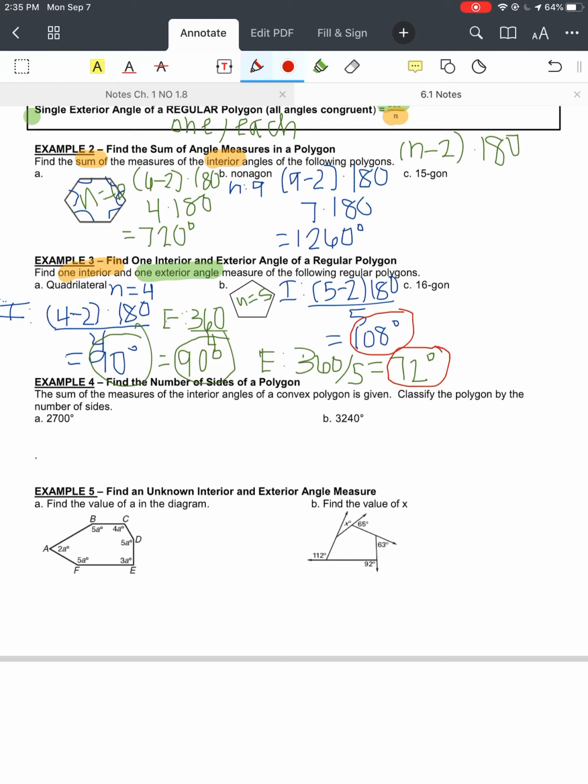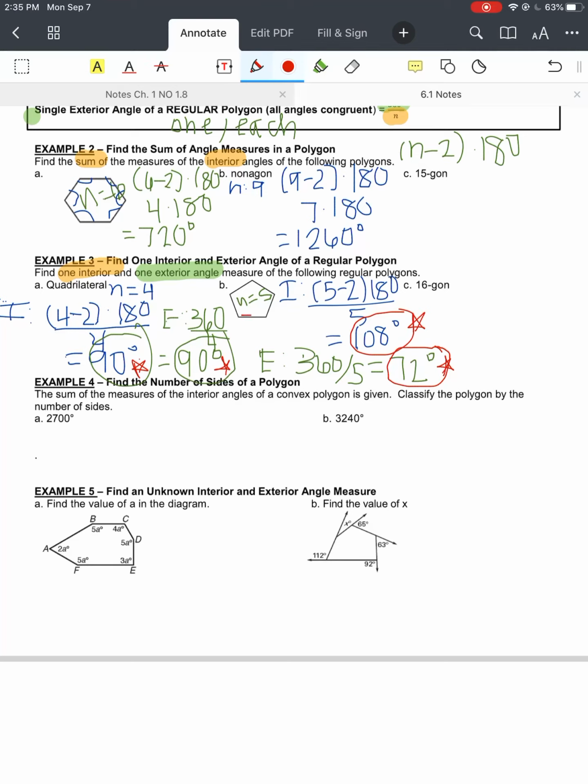But you should notice something. There is a relationship between them. 90 plus 90 is 180 degrees. So the interior and the exterior of my first problem are supplementary. Same thing in letter B, 108 and 72 are supplementary. They add to 180. And that's not a coincidence by any means.